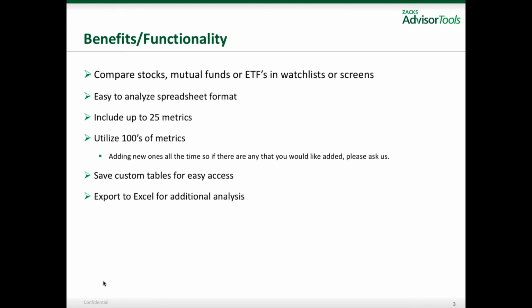The Table Builder is mainly used for comparing stocks, mutual funds, or ETFs in a watch list or screen using the metrics of your choice in an easy to analyze spreadsheet format. You can include up to 25 columns and have the ability to choose from hundreds of metrics. We are also always adding new metrics, so if there are any that should be added, please ask. Also, one has the ability to save custom tables for easy access, as well as export these tables to Excel for additional analysis. Now let's get into the actual functionality of the Zacks Advisor Tools Table Builder.